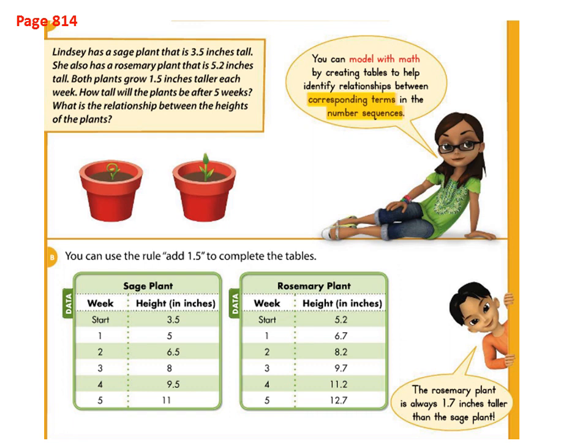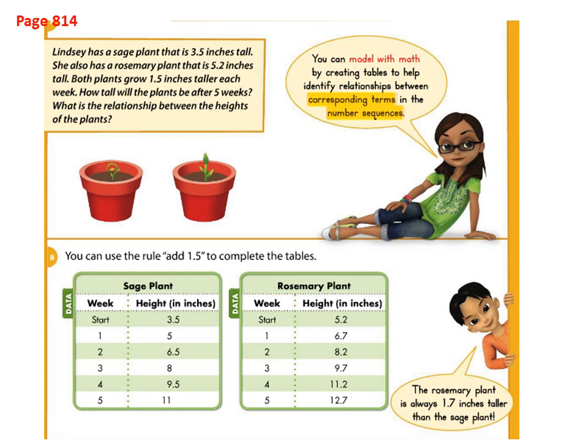For the rosemary, we'll begin with 5.2. 5.2 plus 1.5, add them, it will be 6.7. 1.5 more, 6.7 will be 8.2. 8.2 and 1.5 more, it will be 9.7. 9.7 and 1.5 more, it will be 11.2. 11.2 and 1.5 more, it will be 12.7 inches. This is for the rosemary. Of course, according to the question, we must add 1.5 inches each week.